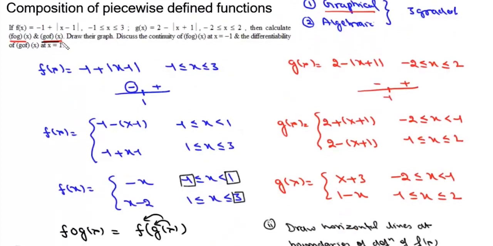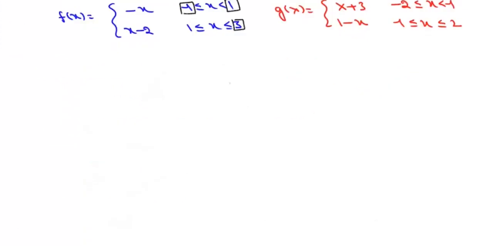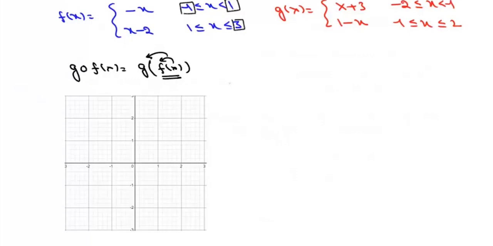Now we'll draw the graph of g of fx, and here I'm just going to use the graphical method. For g of fx, that means the value of x will go into f and the value of fx will go into g. So here we'll have to draw the graph of fx. So first we'll draw the graph of fx. Now this fx is minus x between minus 1 and plus 1. So at minus 1 it is 1 and at plus 1 this is minus 1. So that's the definition of fx between minus 1 and plus 1.